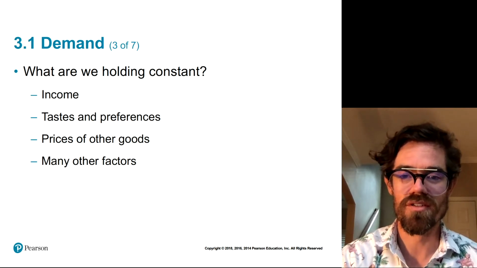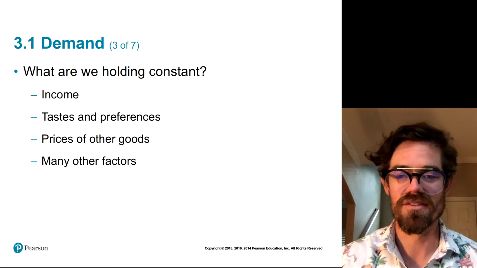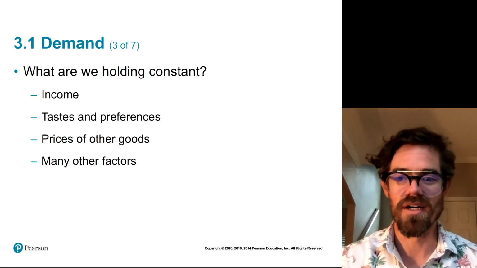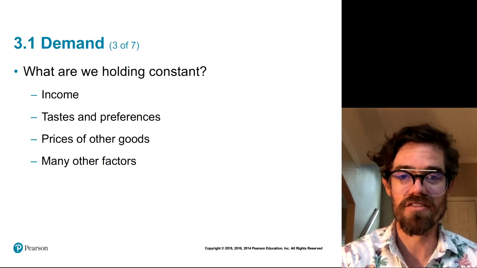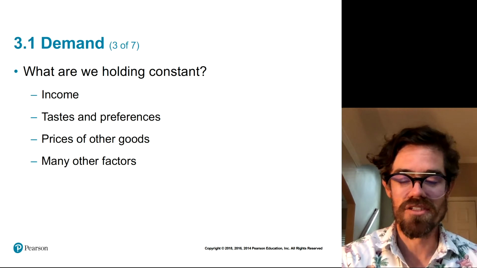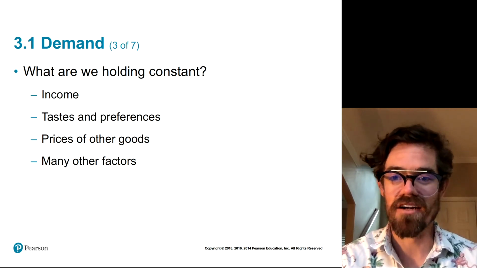Something else that's important to hold constant are prices of other goods, right? And we'll see why that matters in a little bit. But then there are also potentially many other factors. Now, there are some things that probably don't matter for demand, right?